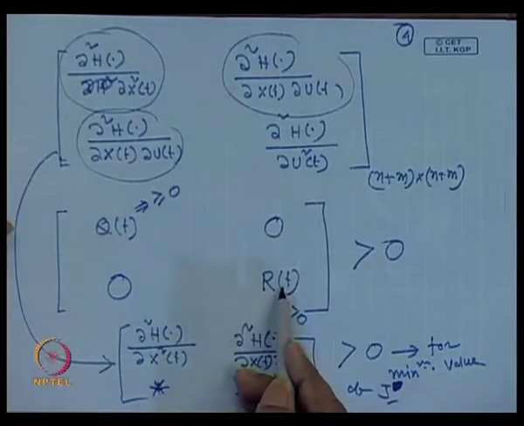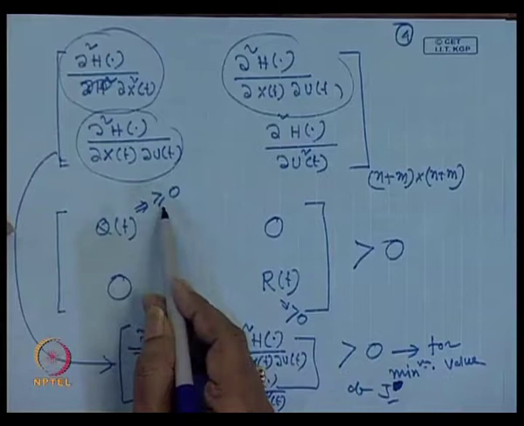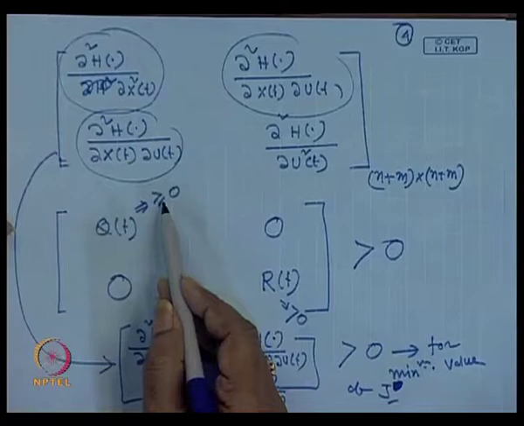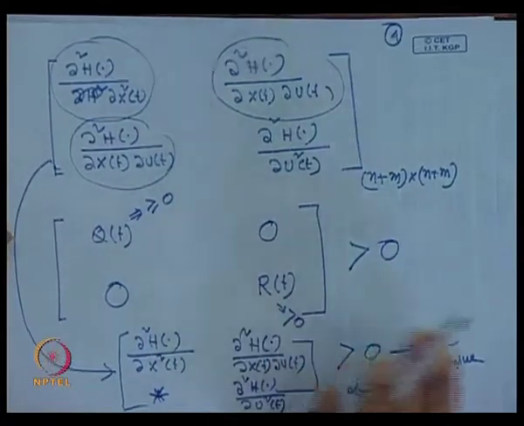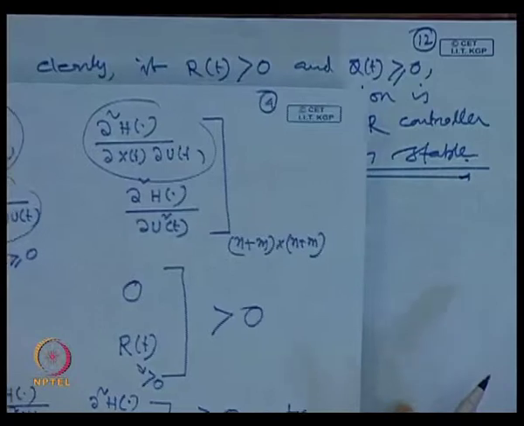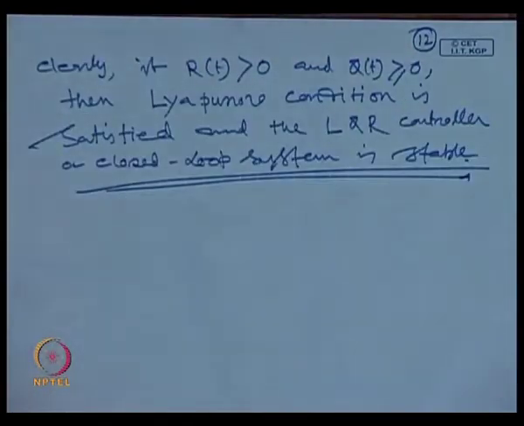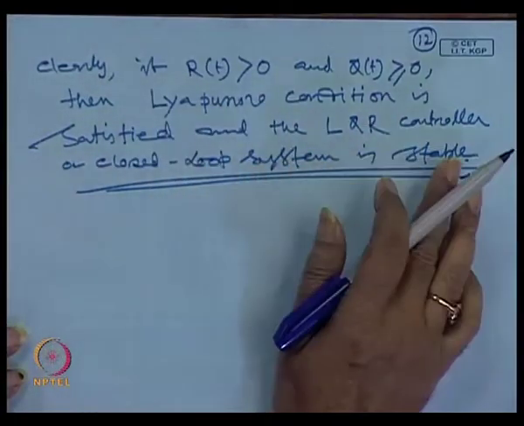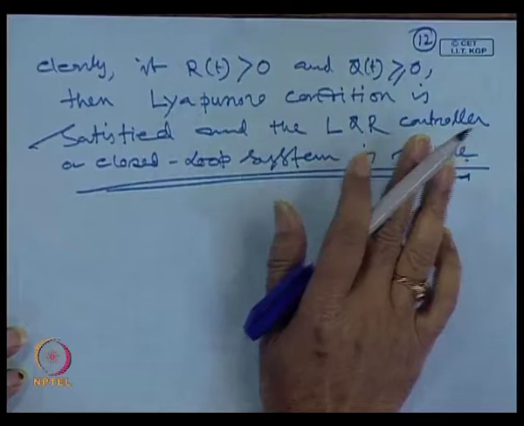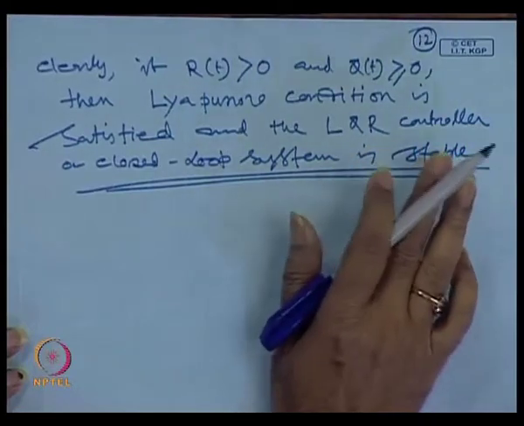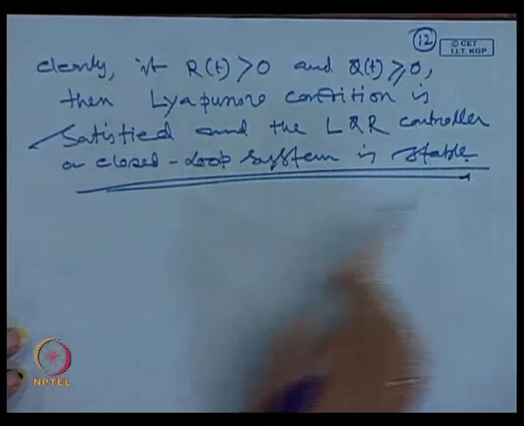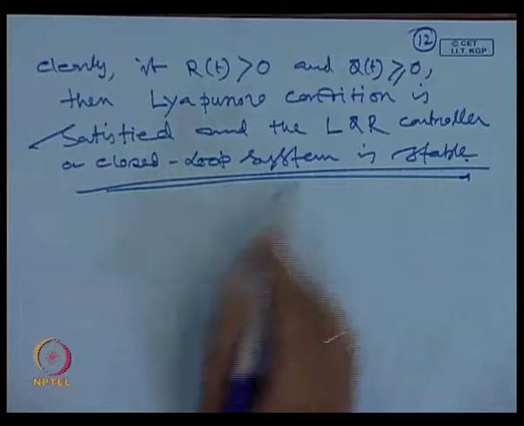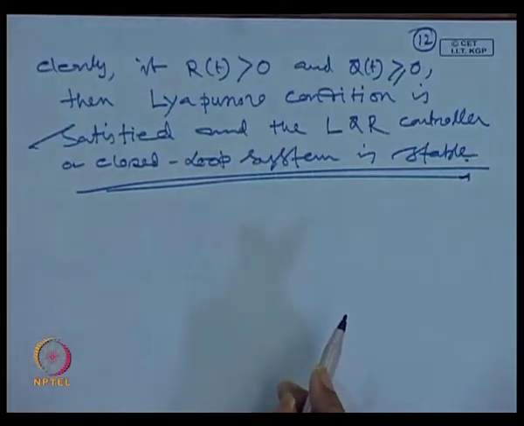If you select R of t positive definite and Q of t positive semi-definite, that ensures the functional value you get is a minimum. Stability analysis also shows that clearly the closed loop system, or the LQR controller designed, stabilizes our original system, because our original system is unstable. Now, with this controller we are able to stabilize the system.